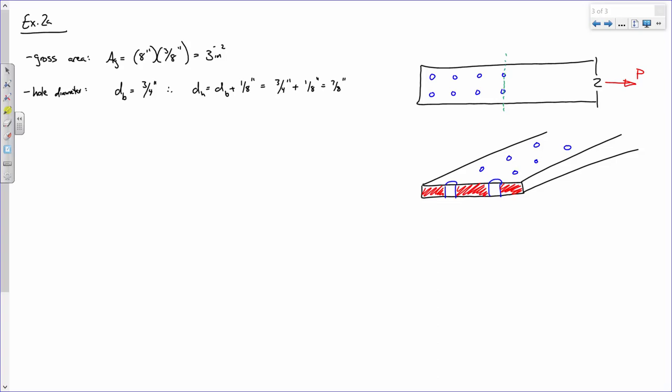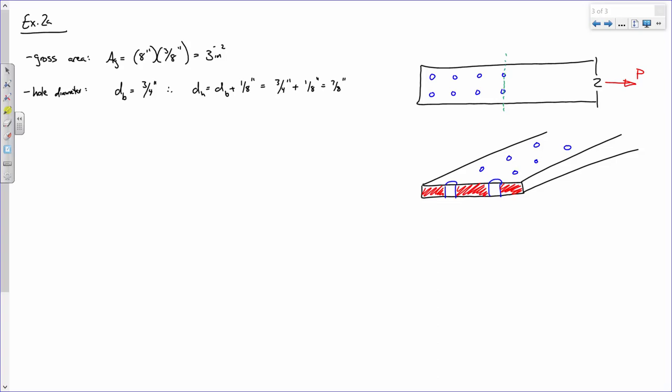I'm asking you, what is the area lost due to a single bolt hole? It's not pi d squared over 4. It's what? One for a cylinder? No, no. Just this space here, and then times the thickness. It's the diameter times the thickness, right?